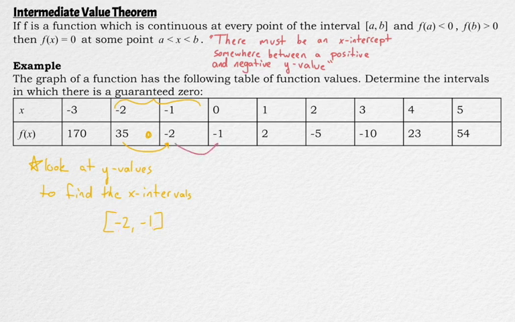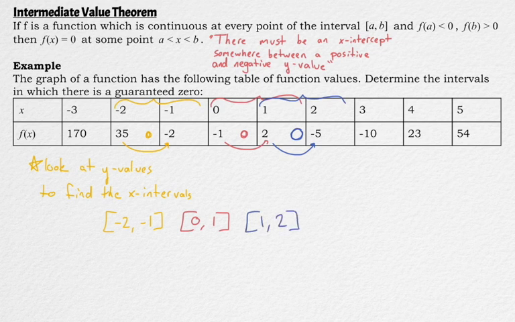So back to the table, I go from -2 to -1, so it stays negative. From -1 to +2, though, that's switching, so somewhere between a negative and a positive, there must be a 0 in there. So that means that between 0 and 1, there's another x-intercept. So I'm going to write that interval 0, 1 with brackets. Alright, so then from 2 to -5, that's crossing over 0 at some point. That means somewhere between 1 and 2, there must be an x-intercept. So I'm going to write that with brackets 1, 2.